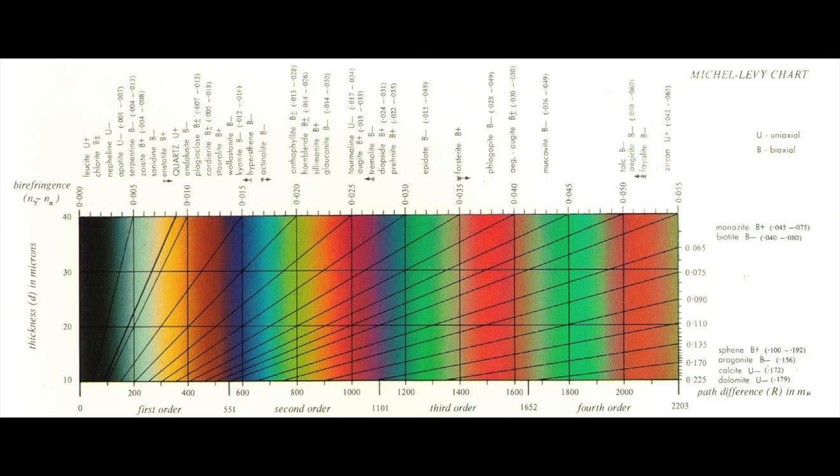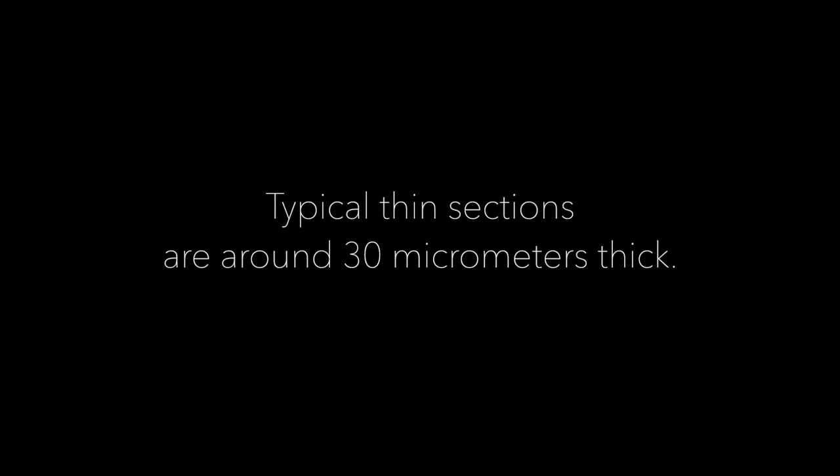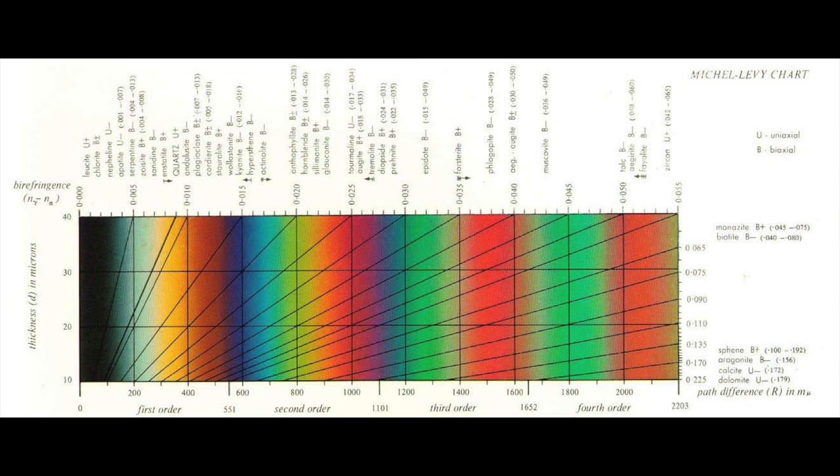First, we find that low-order gray interference color on our chart. We see that it plots here on the x-axis. Next, we need to see where it plots along the y-axis. Typical thin sections are around 30 micrometers thick. We find where 30 micrometers is on our graph and then trace it over to the gray interference color. Then, we follow that cross-cutting line up to the top of the graph where we get our value for birefringence. Here we see that the gray mineral had a value of 0.009, which is characteristically low.